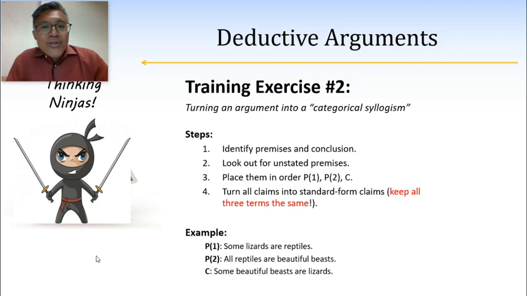So this is a standard categorical syllogism. Premise, conclusion. All the claims are in our standard form. So there is an I claim in premise 1. There is an A claim in premise 2. And then we see an I claim in the conclusion. Now, what do you do with this?